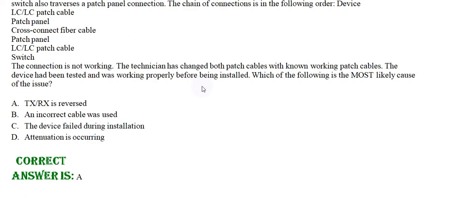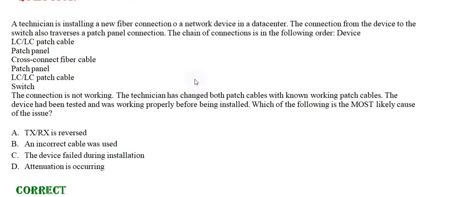Moving towards the next question. A technician installing new fiber connections on a network device at a data center. The connection from the device to the switch also traverses a patch panel connection. The chain of connection is in the following order: device, LC patch cable, cross connect fiber cable, LC patch cable, and switch. The connection is not working.